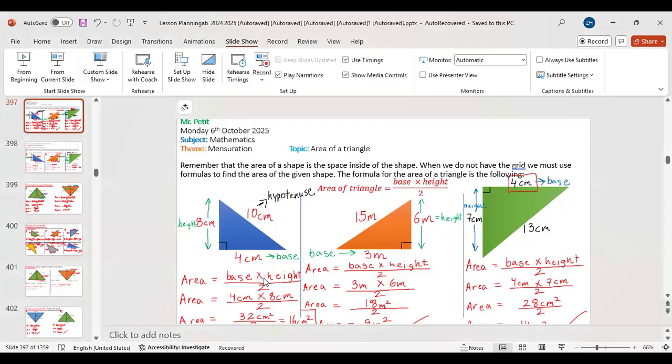Okay. I can save that for tomorrow because that's too much. If I do that now, you all could say, Mr. Petit, we don't understand. So we can move on. I'm gonna give us more practice with area of a triangle and stuff.